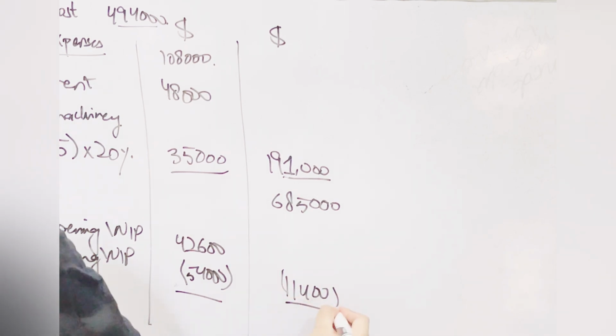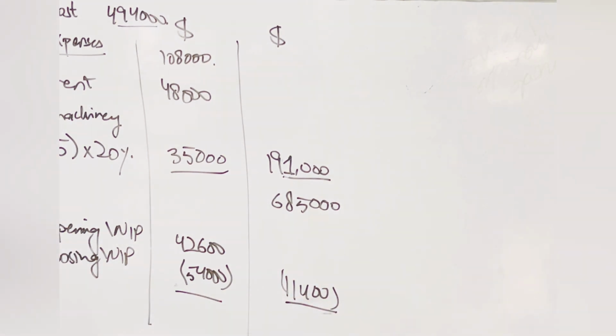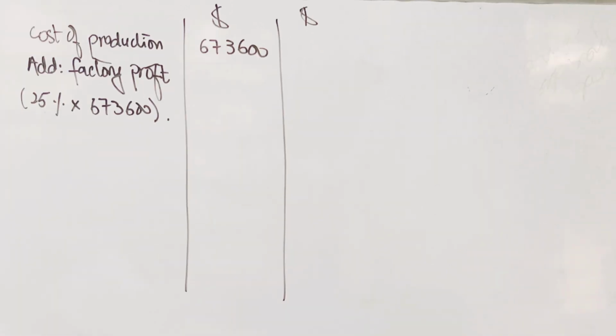You're going to subtract this, and the total of the cost of raw material consumed will be 673,600. So this is the cost of production that you are supposed to have. As I mentioned earlier, markup is applied on the cost of production. Hence, we will calculate the factory profit.